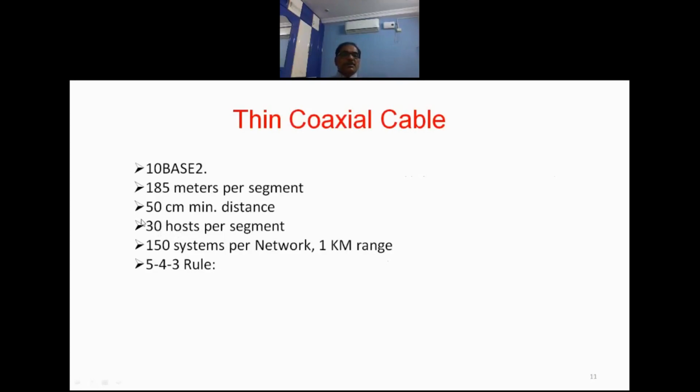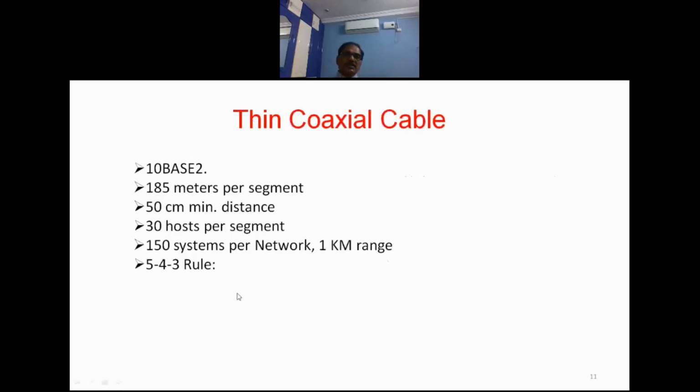Then in total we can have 5 segments in the network. When you have 5 segments, 5 into 200, approximately 1 kilometer is the maximum size of the network in this particular case. If any organization is using thin coaxial cable, the maximum size of the network is about 1 kilometer. Exactly speaking, it is 925 meters only, 185 into 5. The maximum number of systems is 30 per segment, and a total of 5 segments can be there. So 5 into 30, at the most 150 systems in a network. We cannot have more than that.